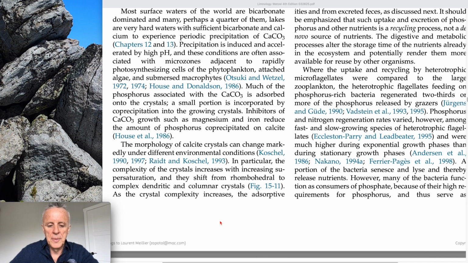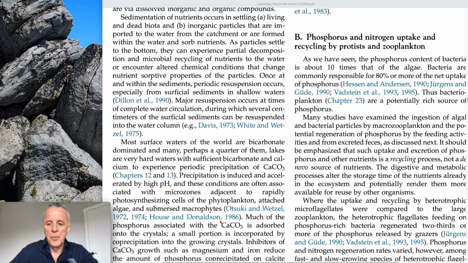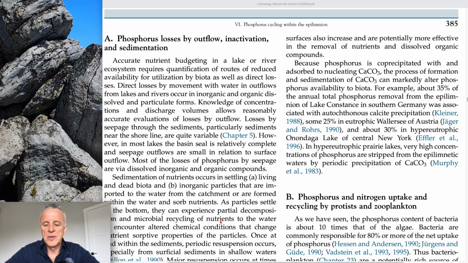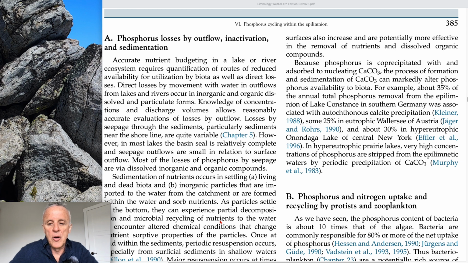In particular, the complexity of the crystals increases with increasing supersaturation, and they shift from rhombohedral to complex dendritic and columnar crystals. As the crystal complexity increases, the adsorptive surface also increases and is potentially more effective in the removal of nutrients and dissolved organic compounds.